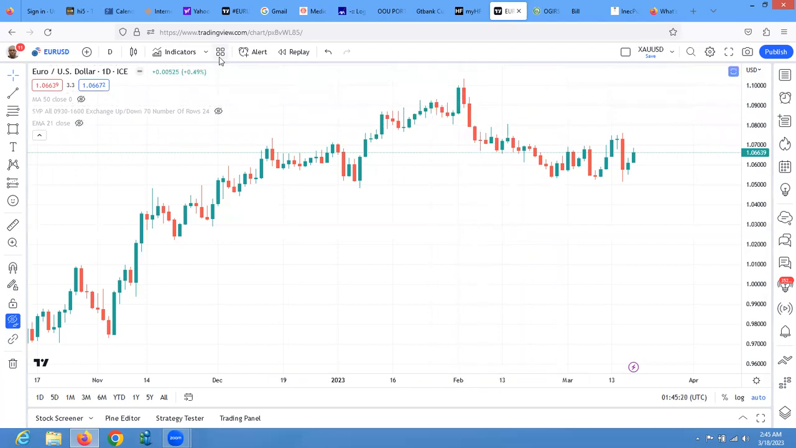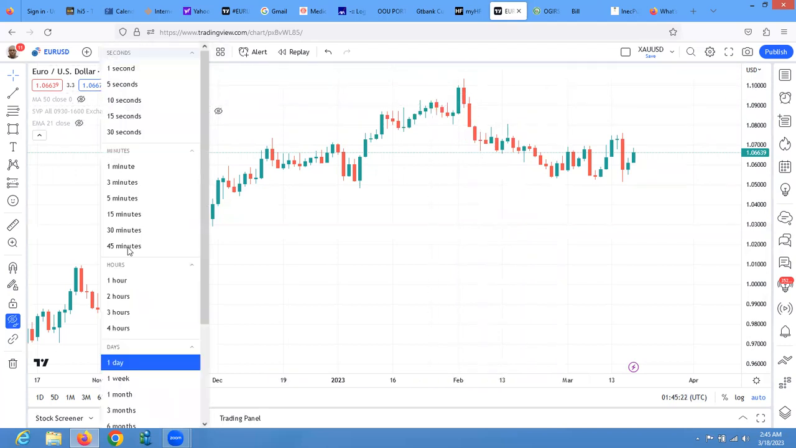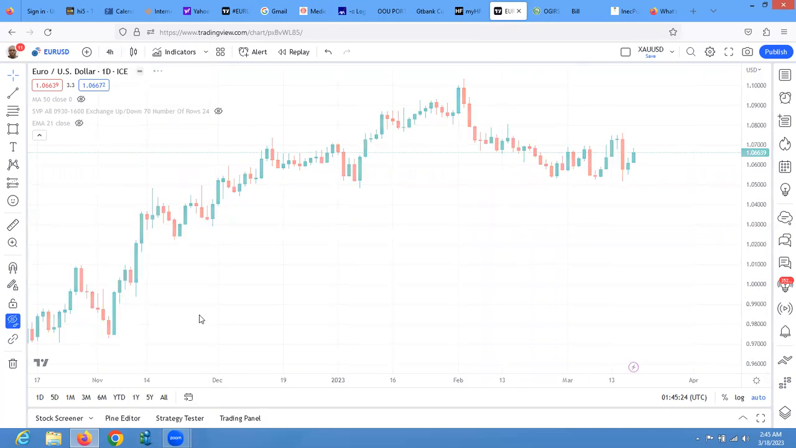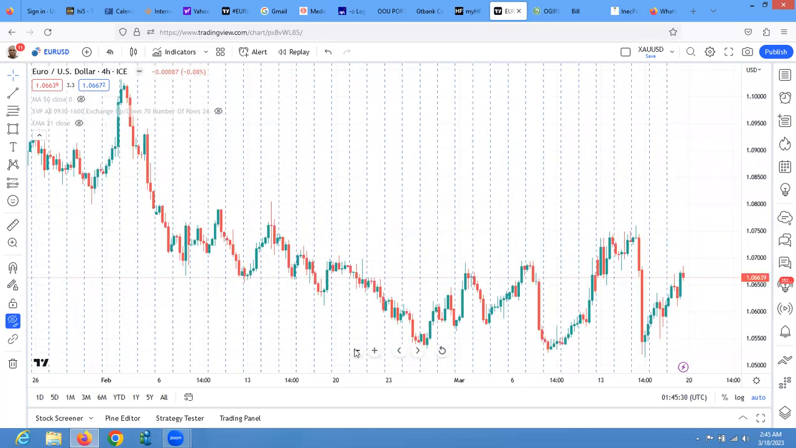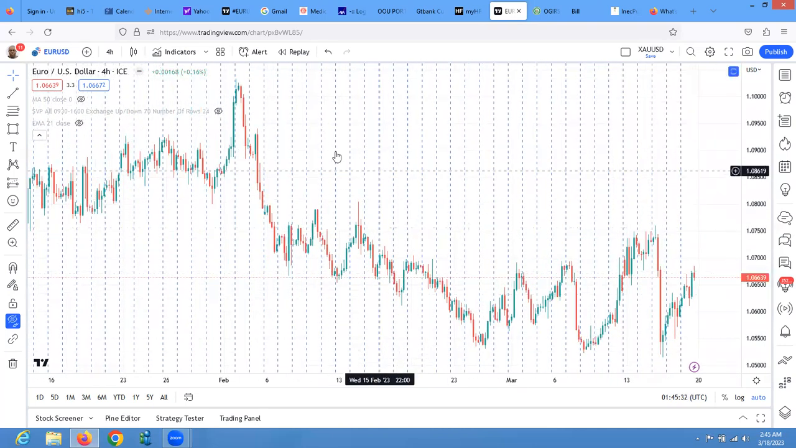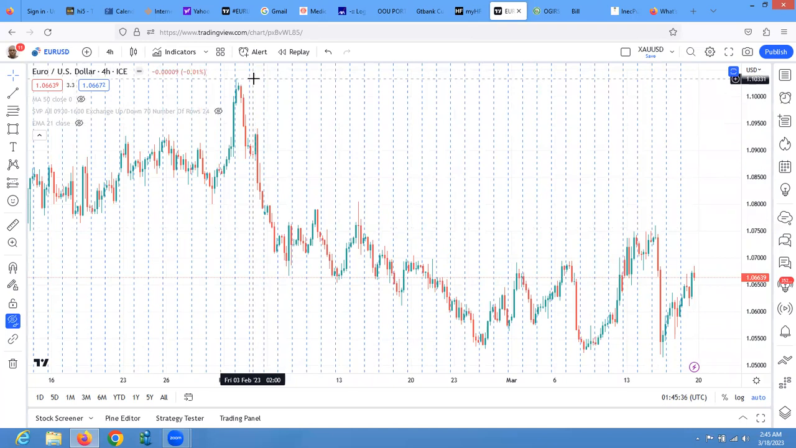But if I go inside of the 4-hourly, then you will see it much better. So this is 4-hourly. From here, this is what we have done to run over 500 pips to the downside. Now, this one had run, this is wave 1 of it.